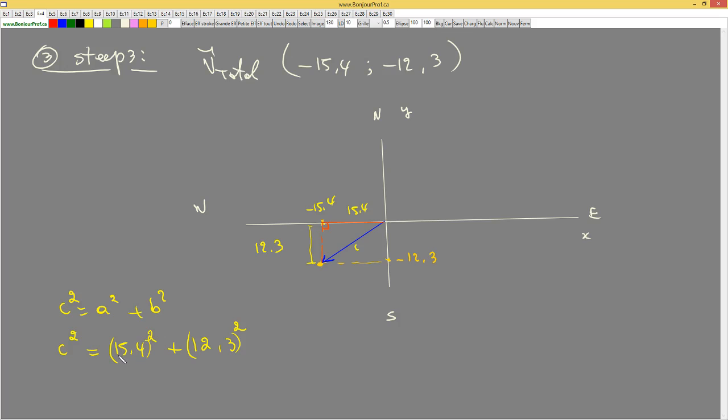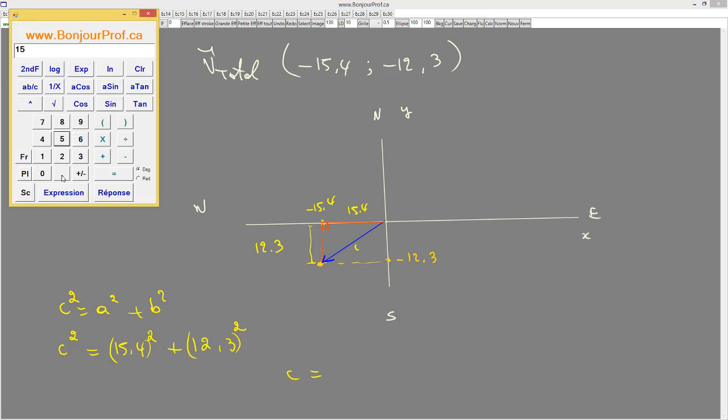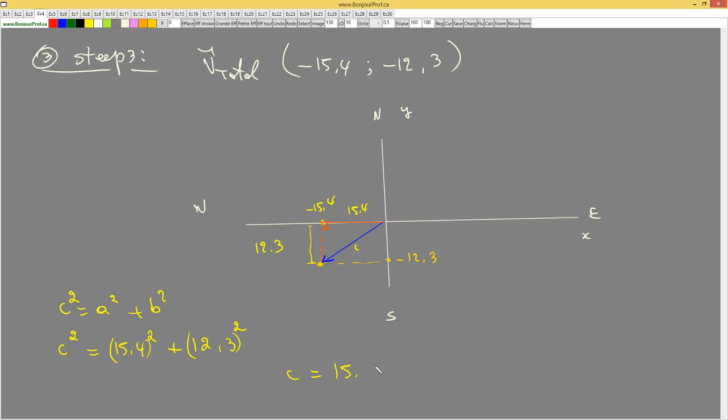If you want, but you don't have to put the minuses. So C squared, so find C. What you are going to have is C equals the square root of that. So I'm going to calculate it. This is Pythagoras theorem, 15.4 squared plus 12.3 squared. So we find the vector here, we're going to write the magnitude of the vector. This is the C, the C here is 15.8.